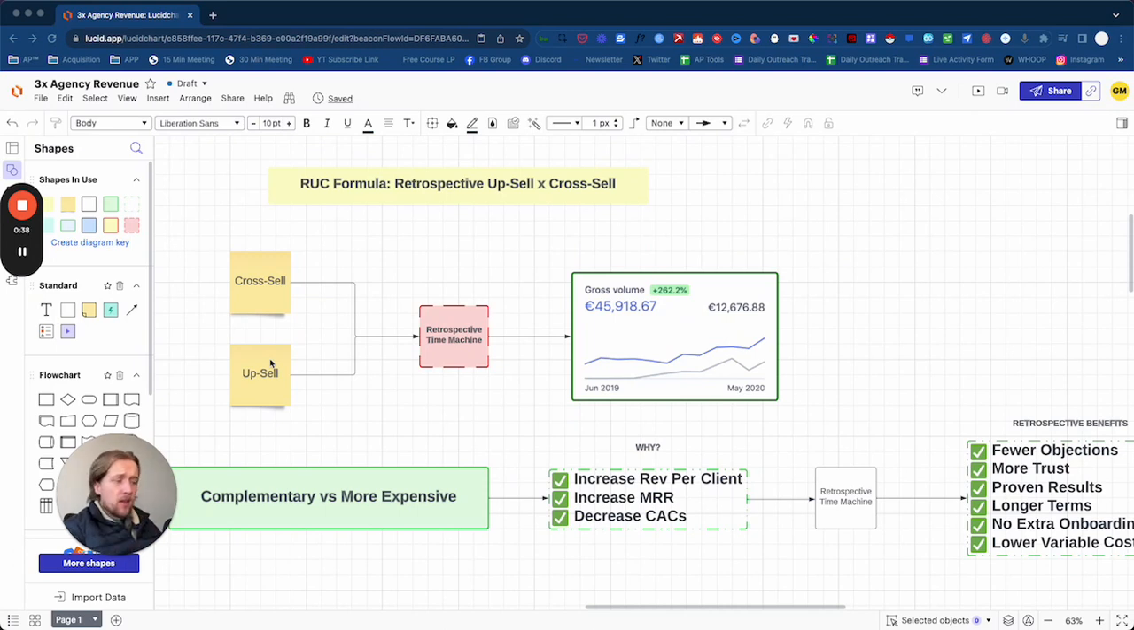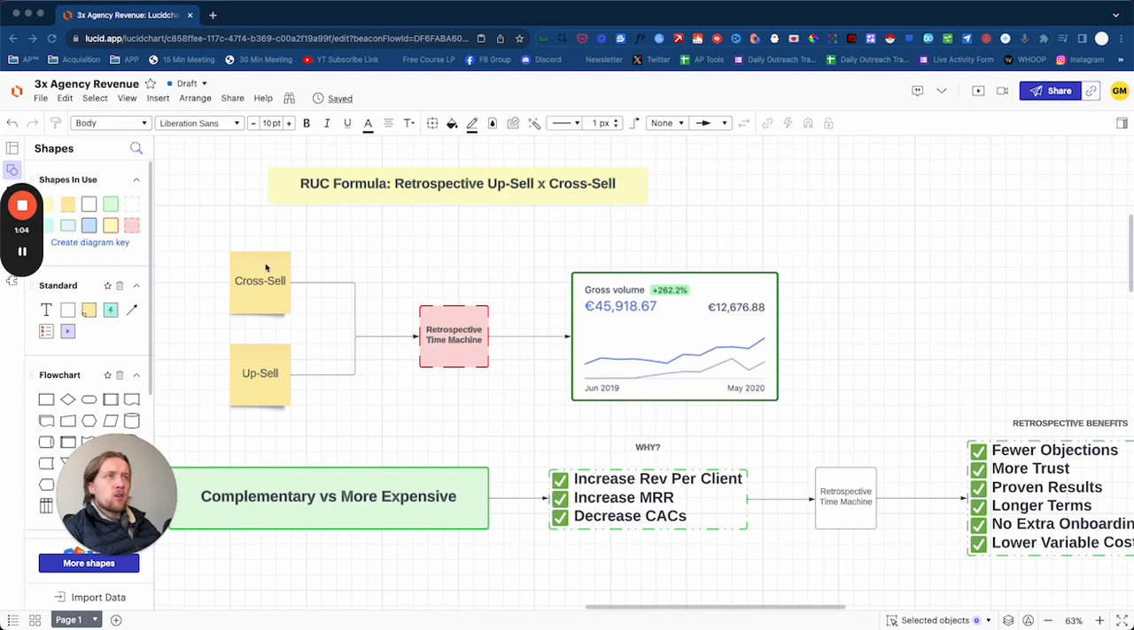Now you might be thinking, I know what a cross-sell is, I know what an upsell is, but what we're not talking about here is actually pitching an offer to a new client and trying to cross-sell them and upsell them on top of your existing core offer. What we use is a process we call the retrospective time machine, where we funnel our various cross-sells and upsells into this time machine retrospectively in order to 3 to 5x our revenue from the existing clients that we have.